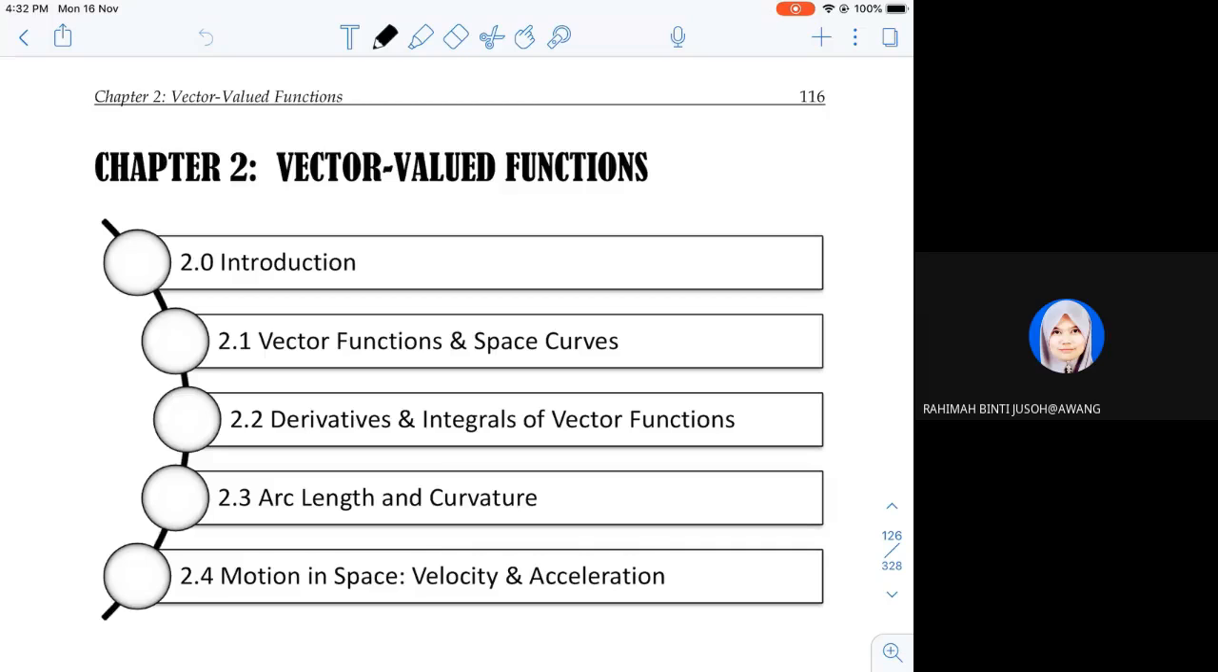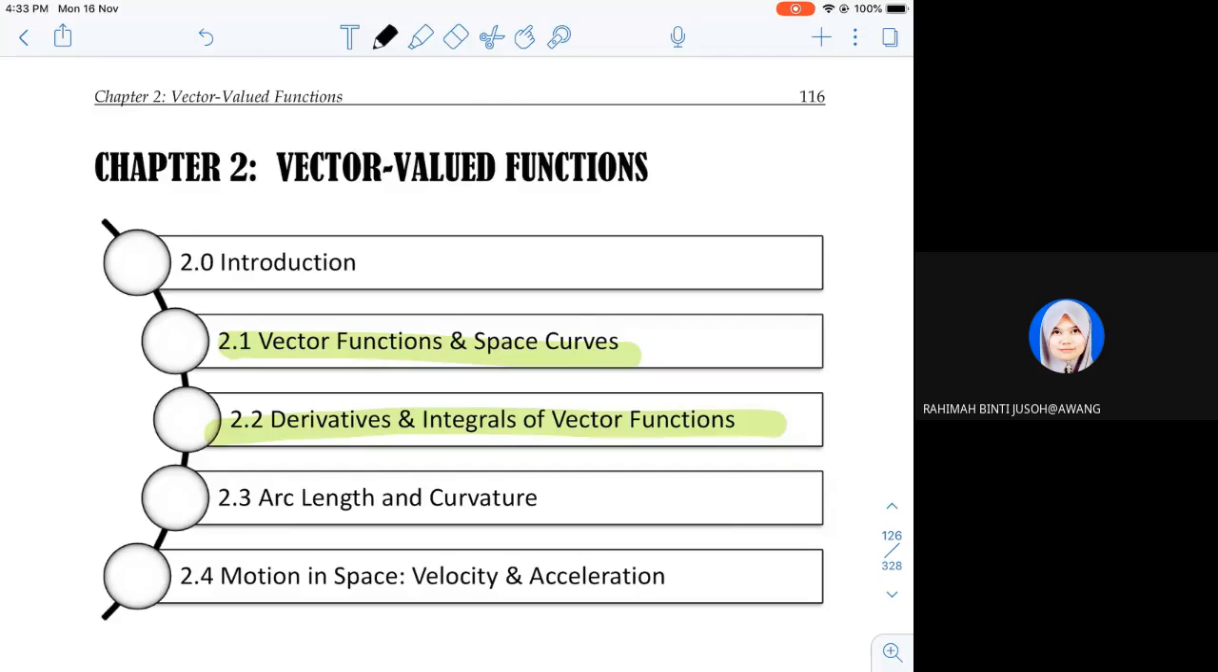All right, so for today's lecture, we are going to learn about chapter 2, vector value functions. Today we will focus on subtopic 2.1 and 2.2.